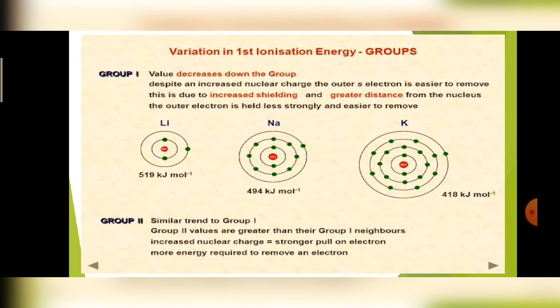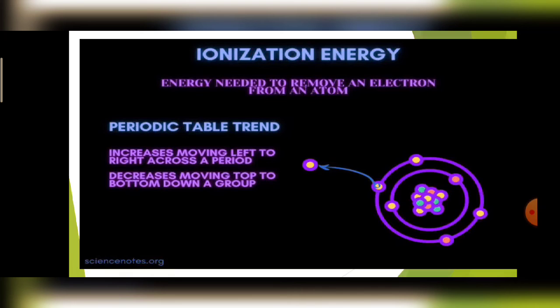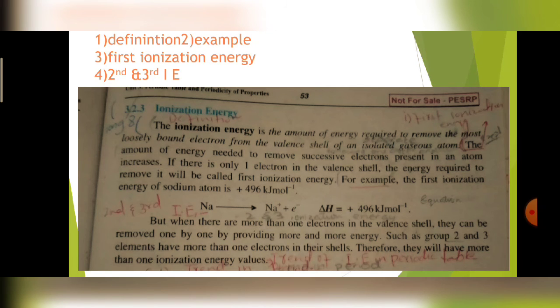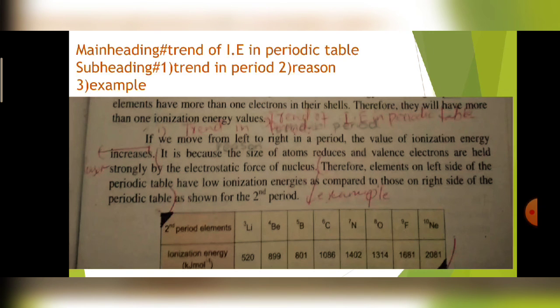And the trend in the period is opposite to the group, because in the period the size decreases, and the distance between the nucleus and outer shell electrons also decreases. That's why outer shell electrons are strongly attracted by the nucleus, by nuclear charge and electrostatic force. That's why it will be difficult to remove an electron from the outer shell, and ionization energy will increase.